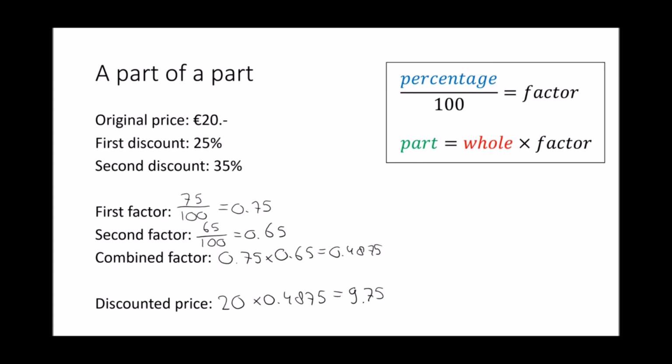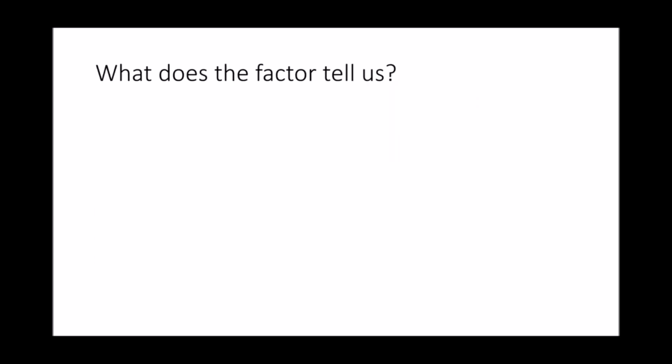So that is one thing that we can also do with factors. But the factor tells us a bit more. So far we always had factors between 0 and 1. And we noticed that the part was always smaller than the whole, so we had a decrease. However, it's also possible that the factor is larger than 1. If the factor is larger than 1, then it actually means you're going to get not 100%, not 70%, but maybe 150%, and you get a factor of 1.5.